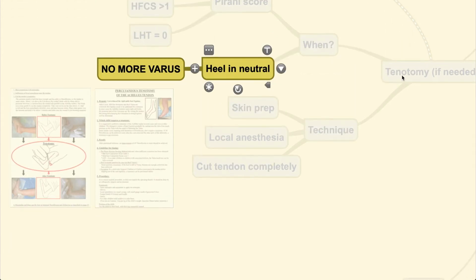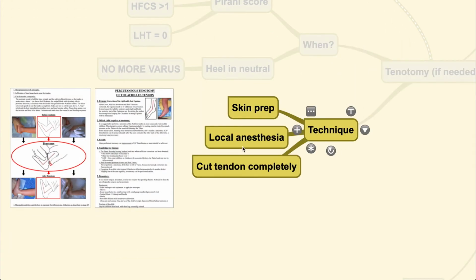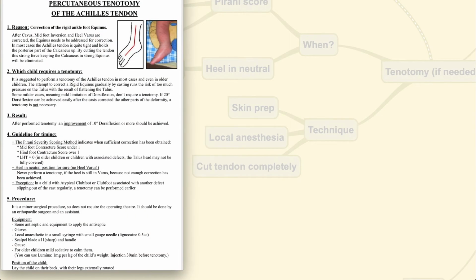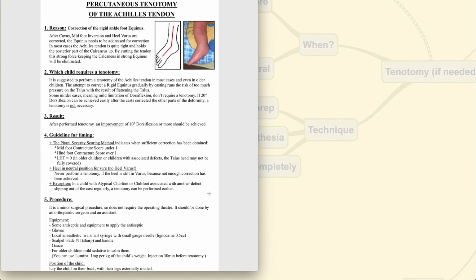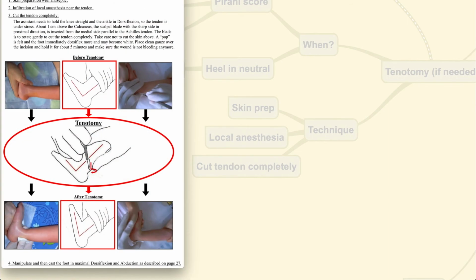And you can see here the technique, which usually starts with skin prep, local anesthesia, followed by cutting the Achilles tendon completely, not partially. You can see here the technique that is being proposed and given in the Global HELP files. The percutaneous tenotomy is usually done in the office, and the procedure includes giving local anesthetic and cutting through the whole Achilles tendon.